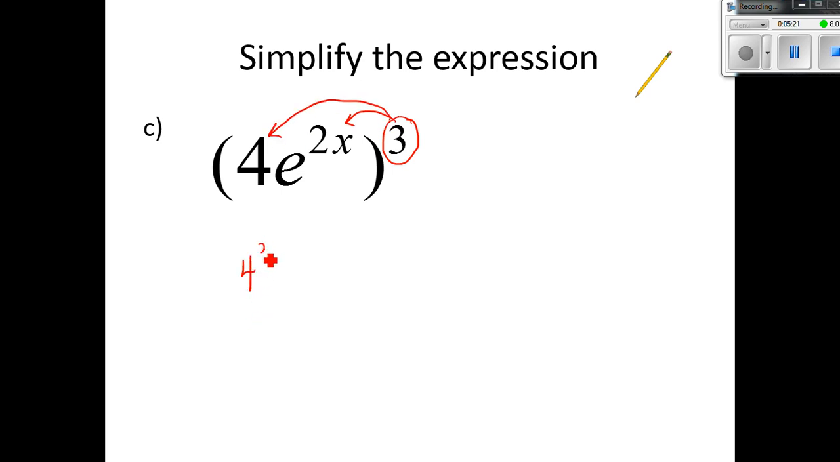So this would be 4 to the third, e. We'd multiply 2x times 3 and we'd get 6x. Now 4 to the third is 64, e to the 6x. Now we can't evaluate this unless we know what x is. And if we don't know what x is, we would just leave it 64e to the power of 6x.